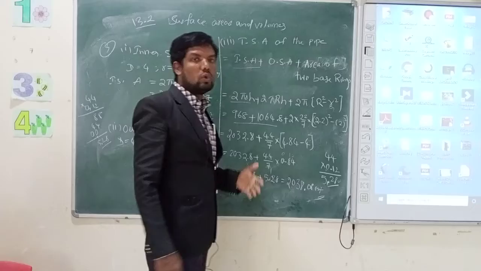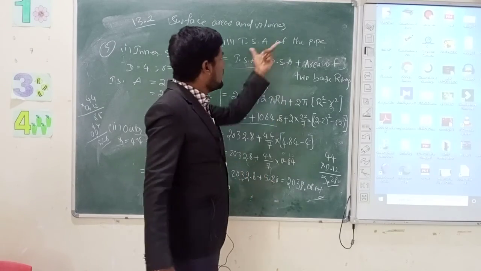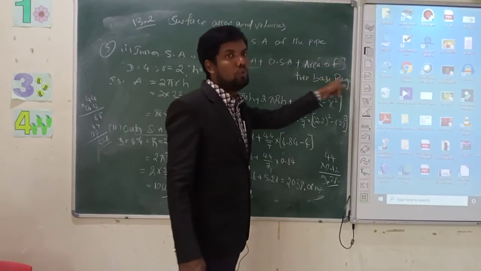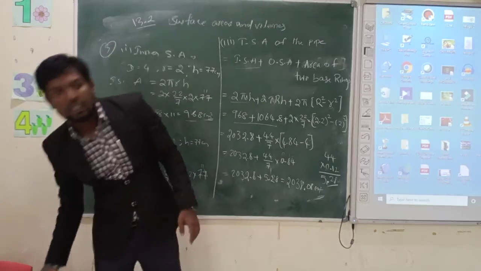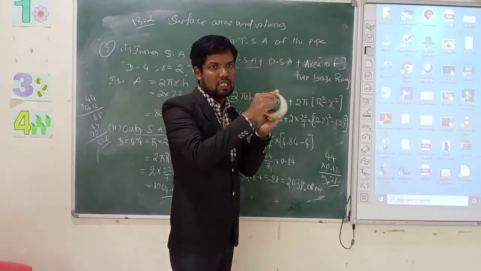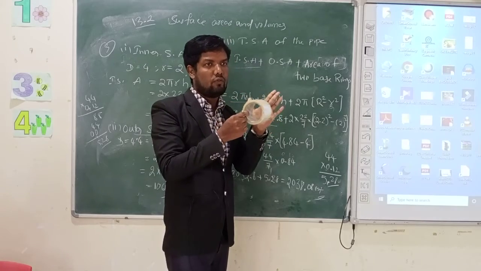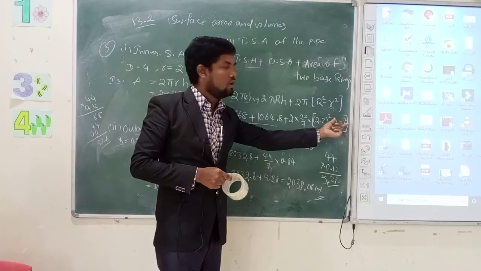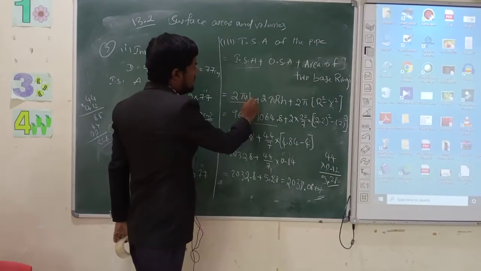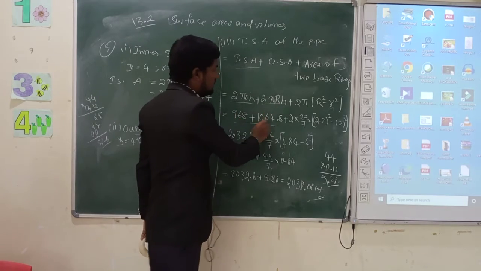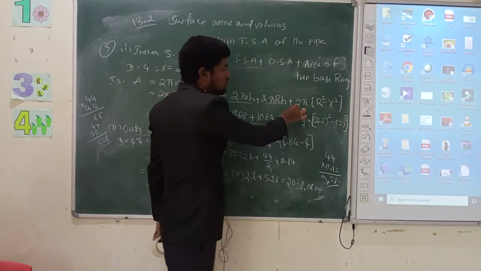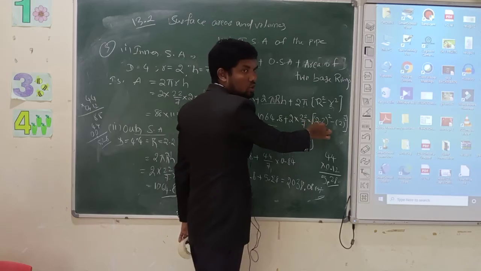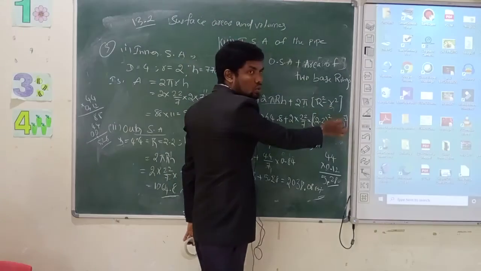Now we have to calculate the total surface area of that pipe. For that, what we have to do? Inner surface area plus outer surface area plus area of two base rings. This base area is there, right? So two areas we have to calculate, using the formula 2 pi into capital R square minus small r square. So the inner one is 968, the outer one is 1064.8, plus 2 into 22 by 7 into capital R 2.2 square minus small r 2 square.